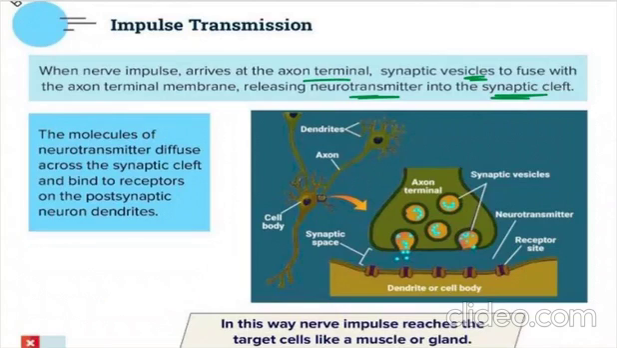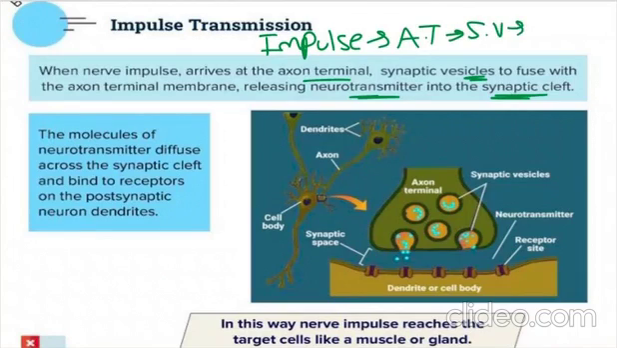So what happens is, the impulse will first come to the axon terminal. I'm writing in short. Then it goes to the synaptic vesicle, and then it fuses with the terminal and it goes into the synaptic cleft. So that is how the impulse is carried.